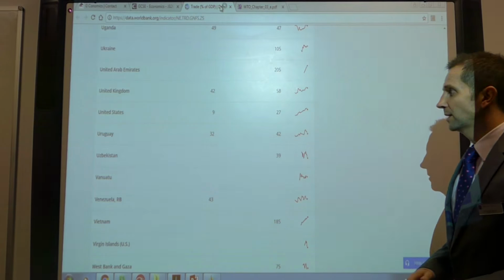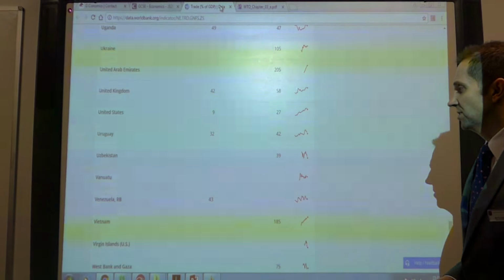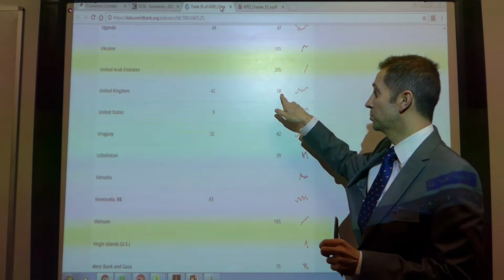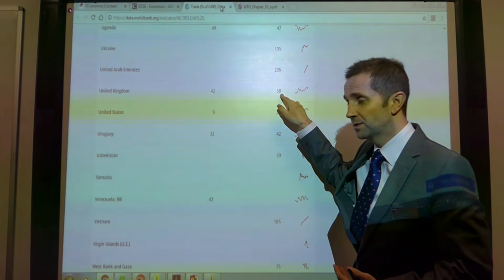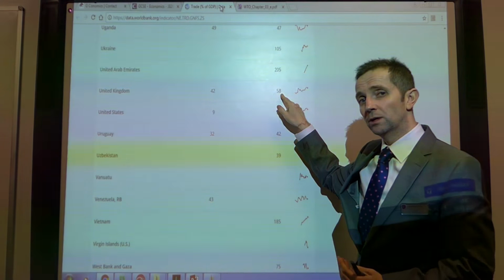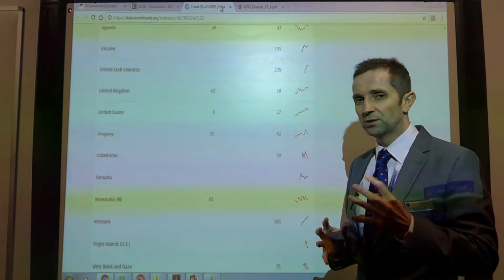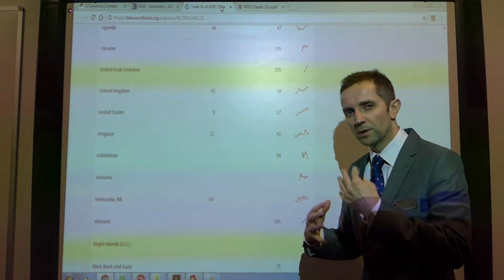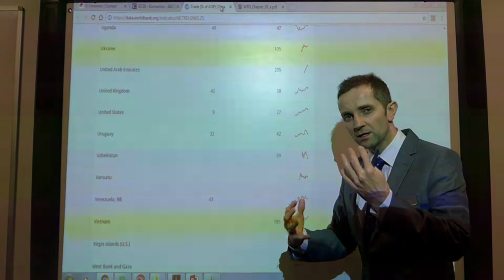So this is a World Bank statistic, this being the 1960 figure and this being the 2016 figure. And this, again, is the proportion of trade to GDP. You can see that this has gone from 42% to 58%, almost up to 60%. So it's becoming more and more important, this whole notion of trade within the UK economy for our growth and development and standard of living, I suppose.